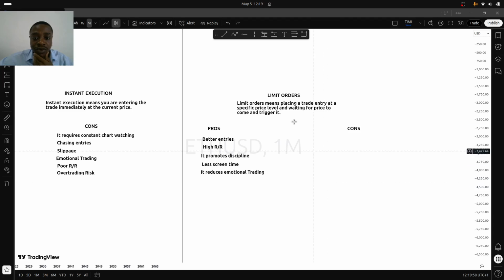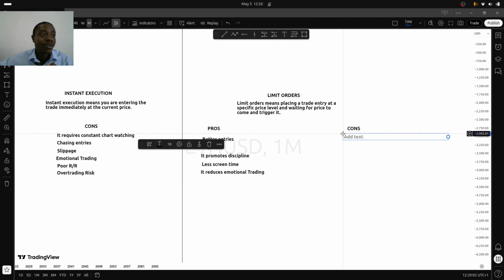So let's quickly go into the cons of using limit orders. One of the cons of using limit orders is missed trades.